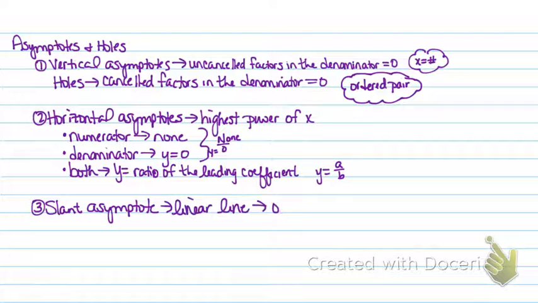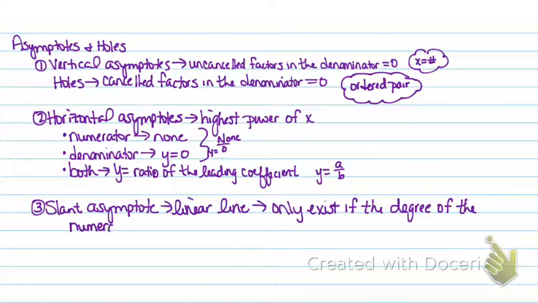Okay. It only exists if the degree of the numerator is greater than the degree of the denominator by 1. So at the top is x cubed and the bottom is x squared. At the top is x to the 10th and the bottom is x to the 9th, okay? Has to be by 1.